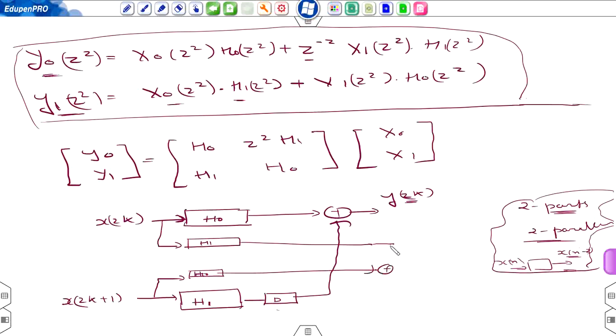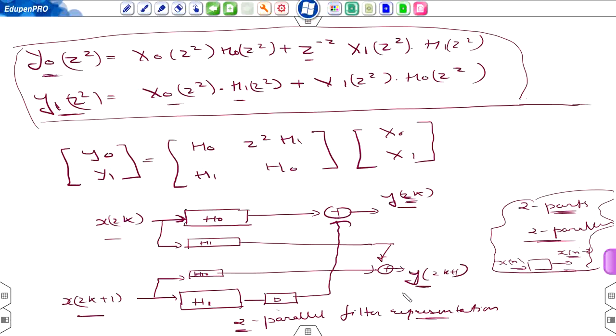And the output will be even numbered, odd numbered, that is given by y of 2k plus 1. So this is two parallel filter representation. Okay, so this filter processes two input samples, x of 2k and x of 2k plus 1, and generates two outputs, that is y of 2k and y of 2k plus 1 every iteration. Okay, so now talking about the total number of multiplications and additions required to implement this structure.